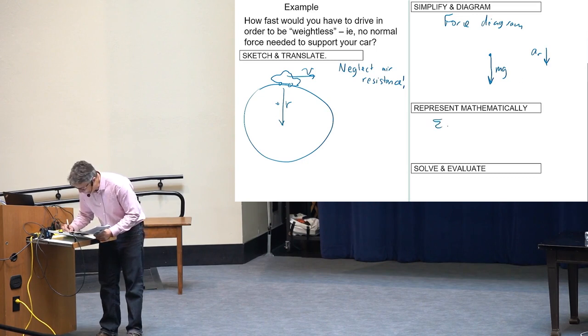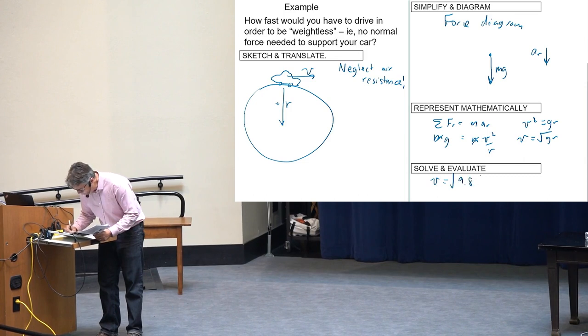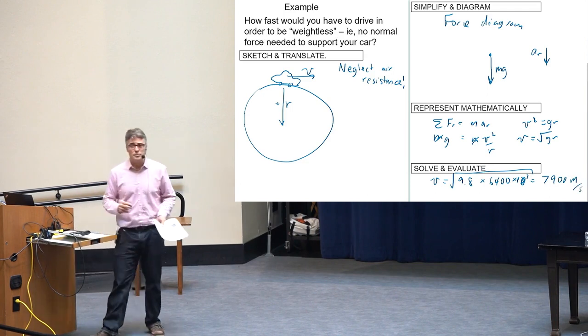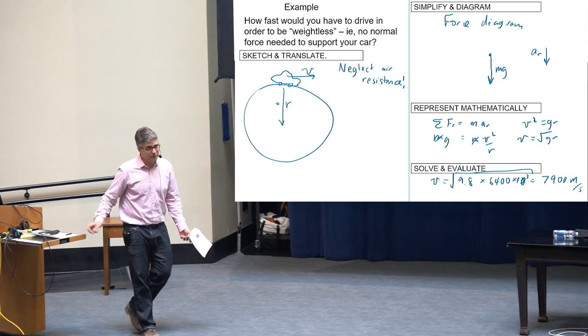So I just get the sum of the forces in the r direction is equal to m times a sub r. So that's just mg, and that's just mv squared over r. So you just cancel the m's, and you get v squared is equal to gr. So v is the square root of g times r. Square root of 9.8, which we know, times 6,400 times 10 to the power 3 meters, you get 7,900 meters per second. And that's that 8 kilometers per second I was talking about. If you drive your car at 8 kilometers per second, you're in low Earth orbit.